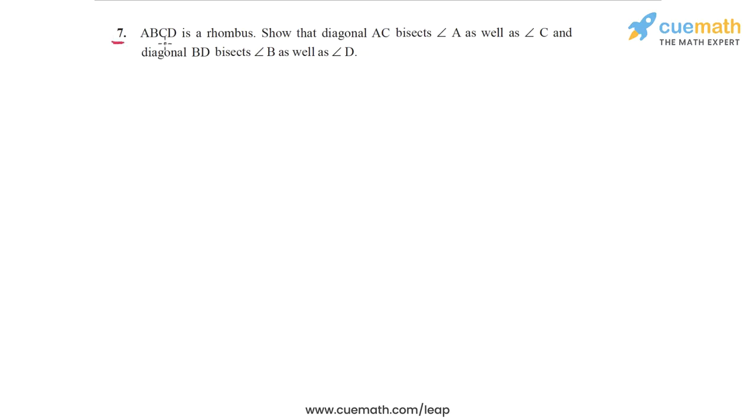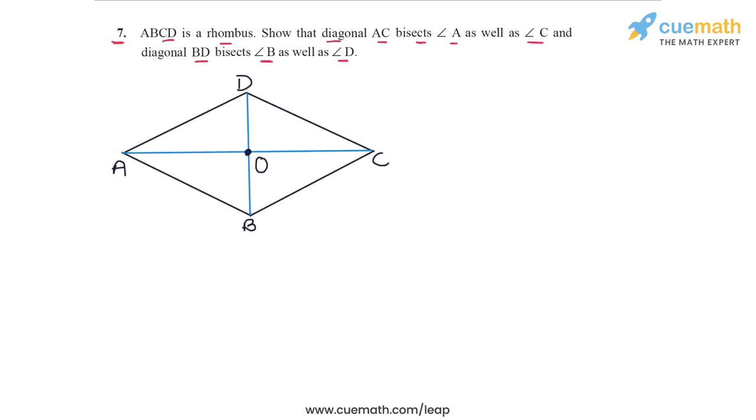In question 7, we are given that ABCD is a rhombus. We have to show that the diagonal AC bisects angle A as well as angle C, and the diagonal BD bisects angle B as well as angle D. So let's draw a figure for this problem.